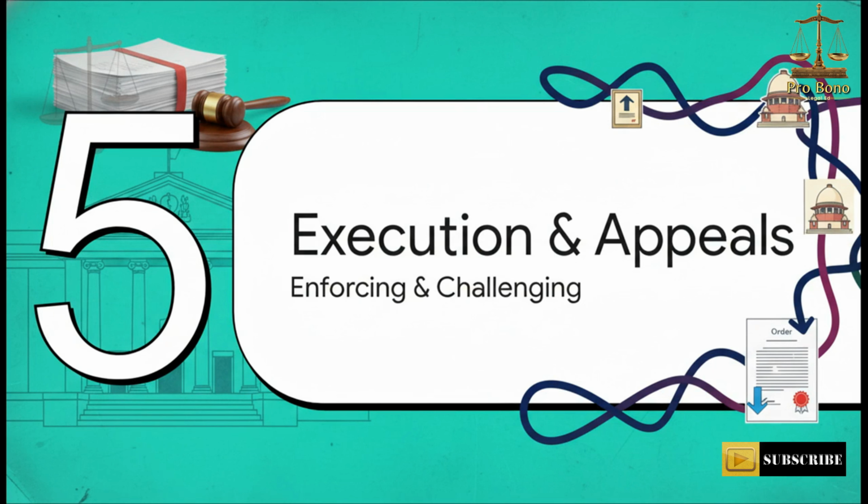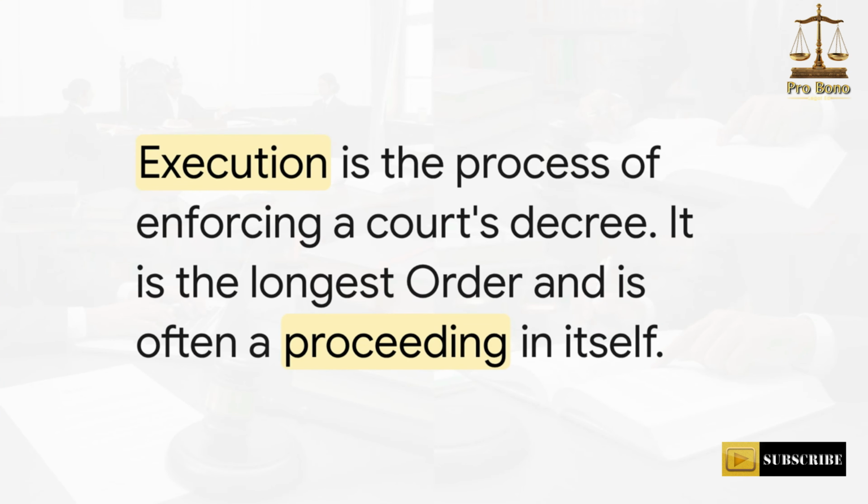Obtaining a favorable decree is really only half the battle. The next stages, execution and appeals, are where those rights are either finally realized or, if you're on the other side, successfully challenged. Execution is the machinery for enforcing the court's decree. It's governed by Order 21, which is the longest and one of the most complex orders in the entire CPC. This process is so intricate that it's often considered a separate proceeding altogether. A decree holder must navigate this very carefully to actually reap the fruits of their litigation.